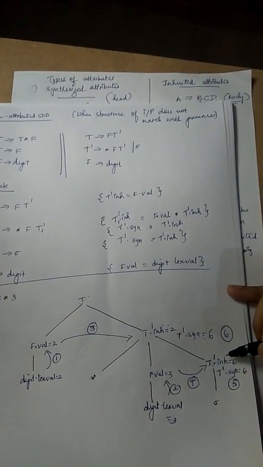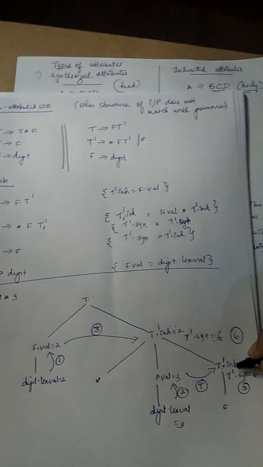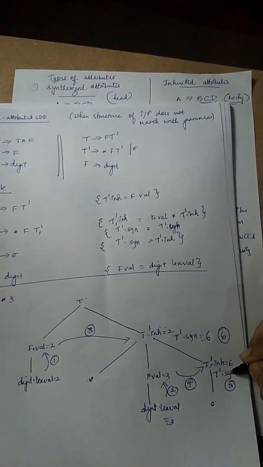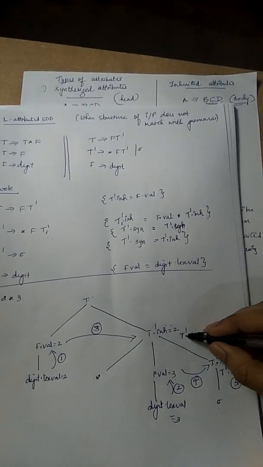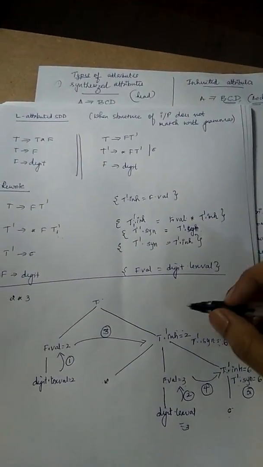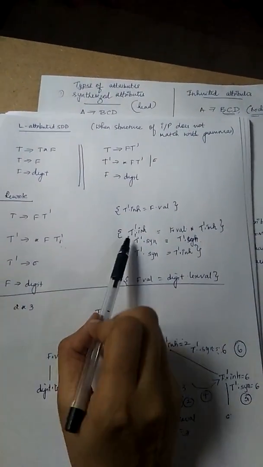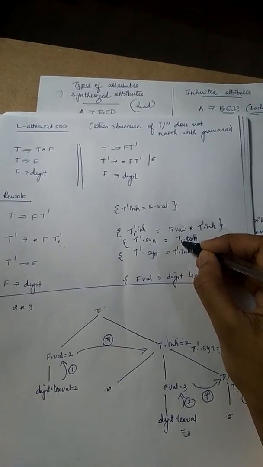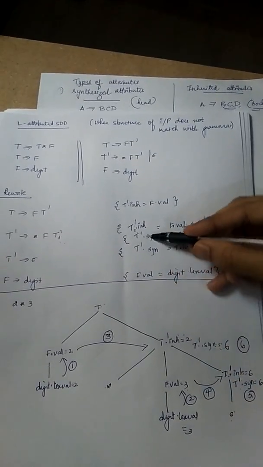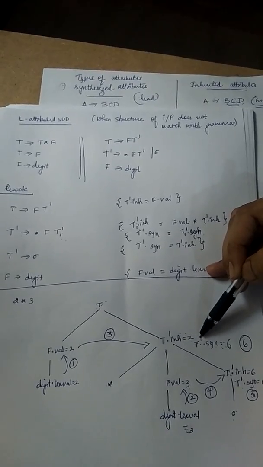Listen here, T' syn, it's been converted, right? So T' dot syn is given to its parent, this. So in order to avoid confusion, this T' here, as I said, you don't put those suffixes over here, you just write it in the rules. So its child, which is T1', has given its value to its parent over here. Okay, yeah, this one. Clear?